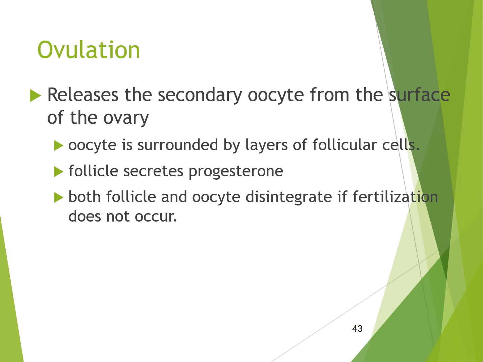Ovulation is the release of the secondary oocyte from the surface of the ovary. The oocyte is surrounded by the follicle. The follicle then acts as a temporary endocrine structure releasing progesterone. Both the follicle and the oocyte will break down or disintegrate if fertilization does not occur.